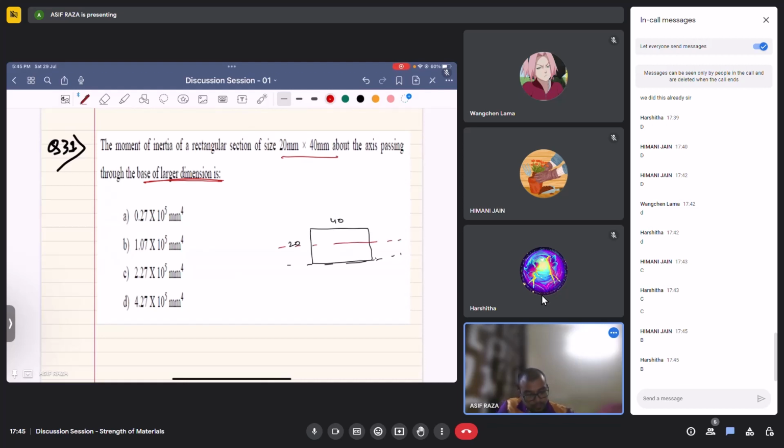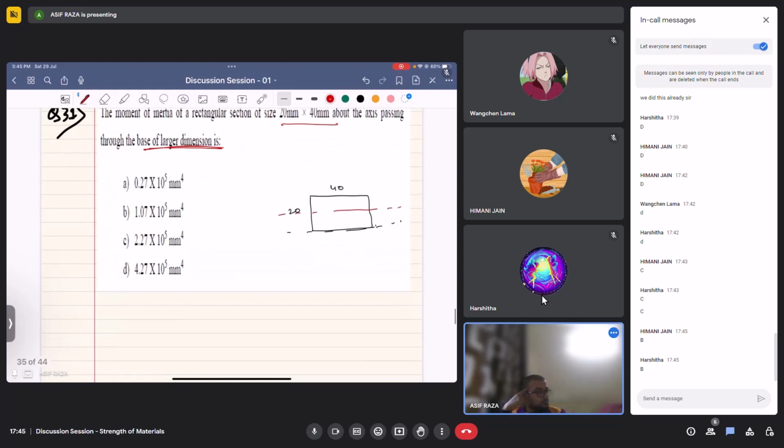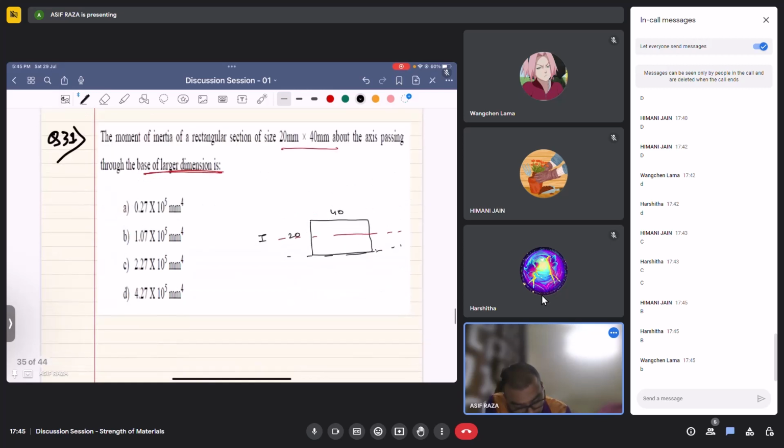So, okay. Himani and Harshita have given the answer as option B. Let's see. If you guys are correct, then that would make me proud. So, let's say this is x, and we need to find this small x, right?